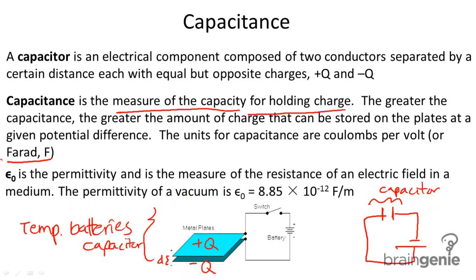Lastly, epsilon 0 is the permittivity and is the measure of the resistance of an electric field in a medium. The permittivity of vacuum is 8.85 times 10 to the negative 12th farads per meter. Now, basically, permittivity is telling you that in different media, let's say air or liquid, the resistance of an electric field changes. For simplicity purposes, we will use this value of permittivity in all of our problems.